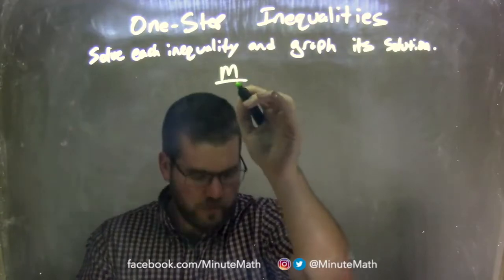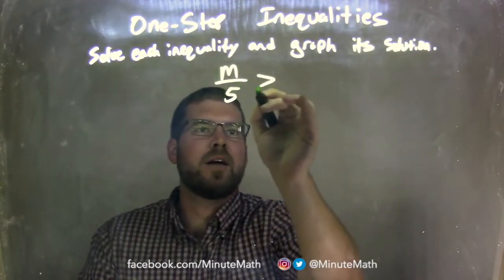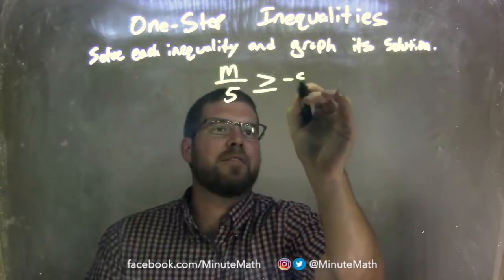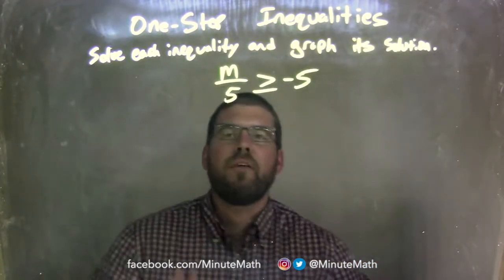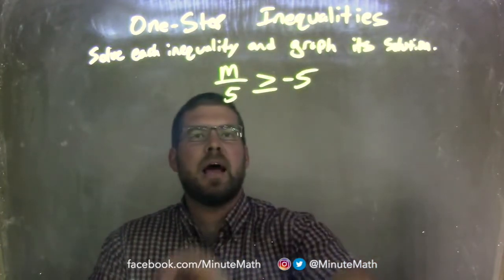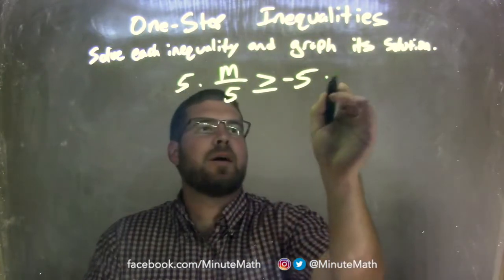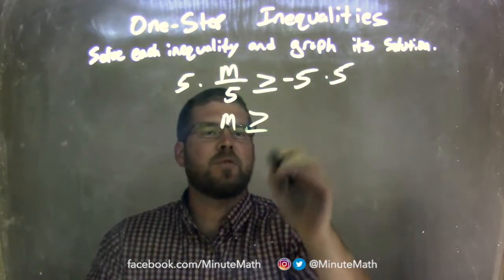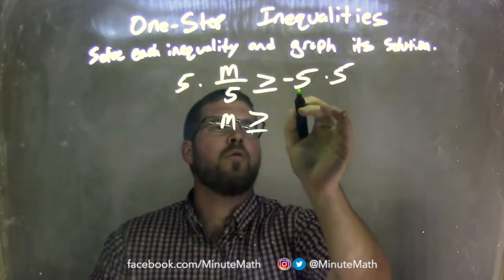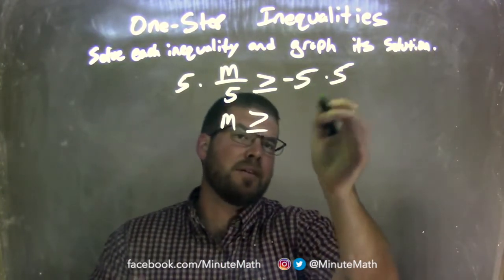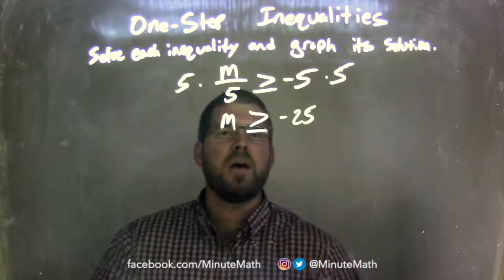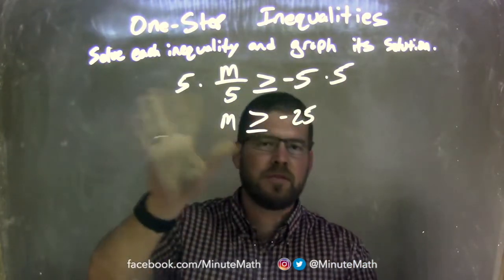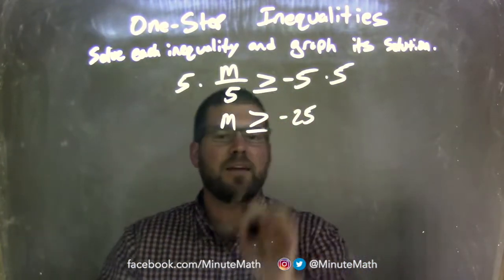m over 5 is greater than or equal to -5. Well, my first step here is I need to isolate m. So I'm going to multiply both sides by 5. What that does is leave me m by itself and says it's greater than or equal to, well, 5 times -5, or -5 times 5 is -25. So m is already isolated, is greater than or equal to -25.